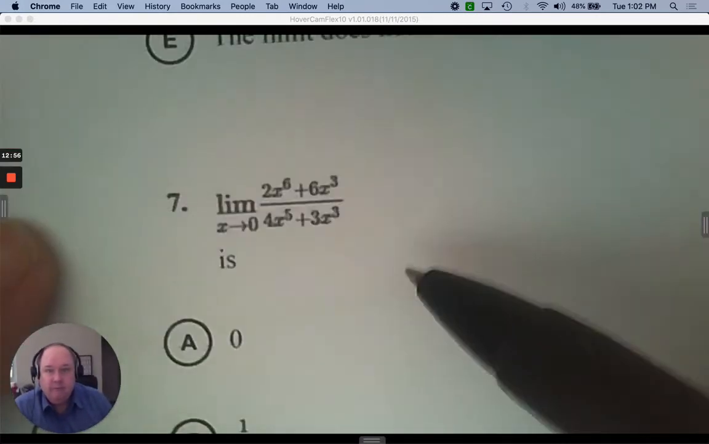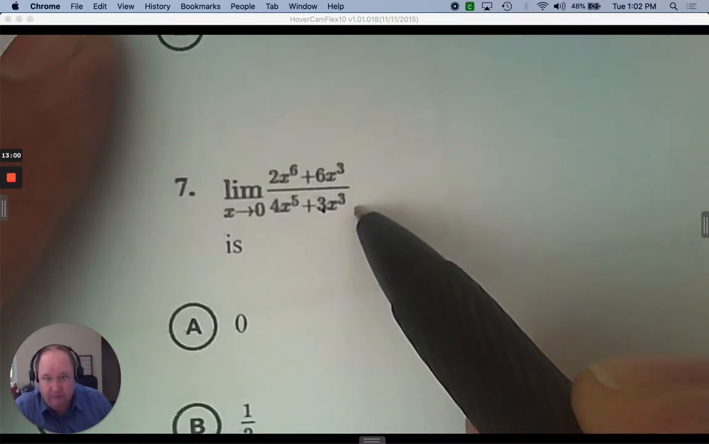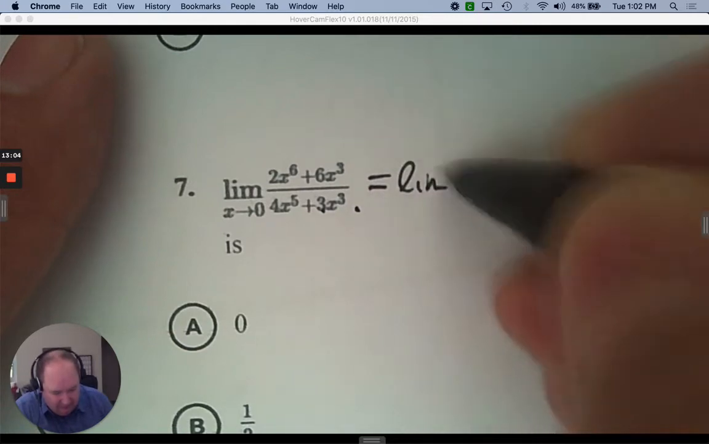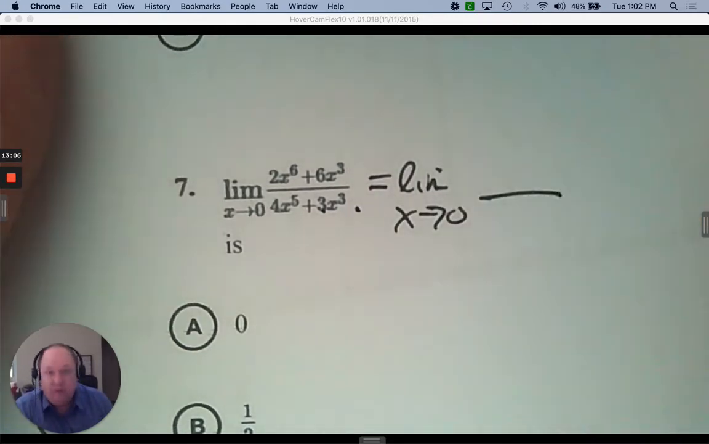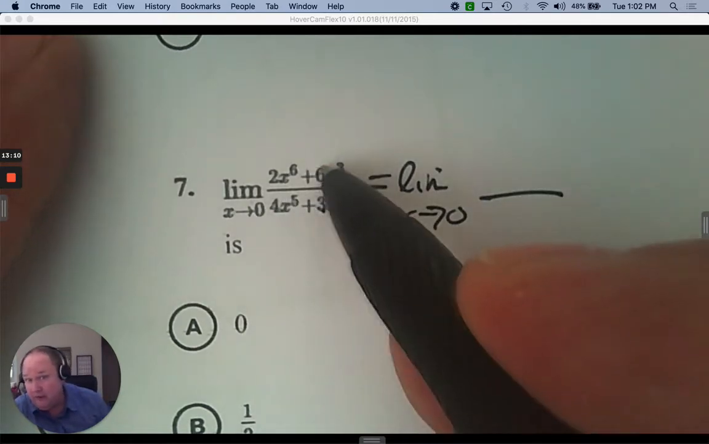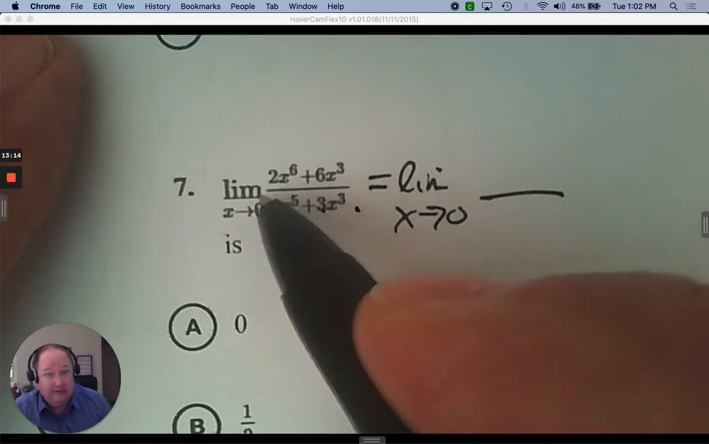Number 7. What's the limit as x approaches 0 of this? So you can tell that this is L'Hopital's rule. It's indeterminate. So that means we're going to take the derivative of the numerator and denominator. So if you plug in 0 for x, you get 0 over 0, which is indeterminate. So we're going to take the derivative.